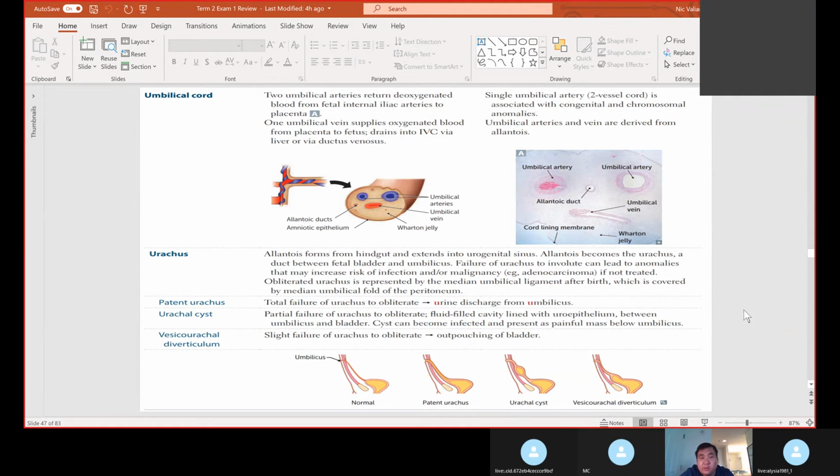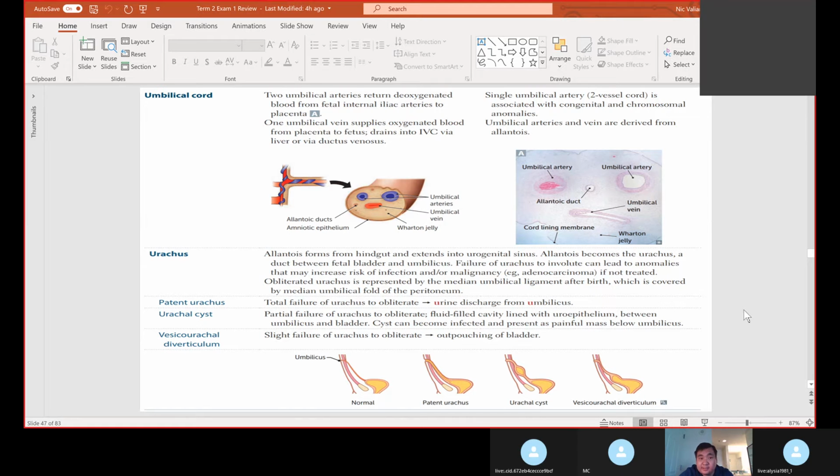Urachus, I think more of this in your next exam. It's just the allantois, which forms off the hindgut. It extends into the urogenital sinus. This allantois becomes your urachus. Why is this important? Because if in the vignette they say the urachus is patent, you can have urine leaking from your umbilicus.